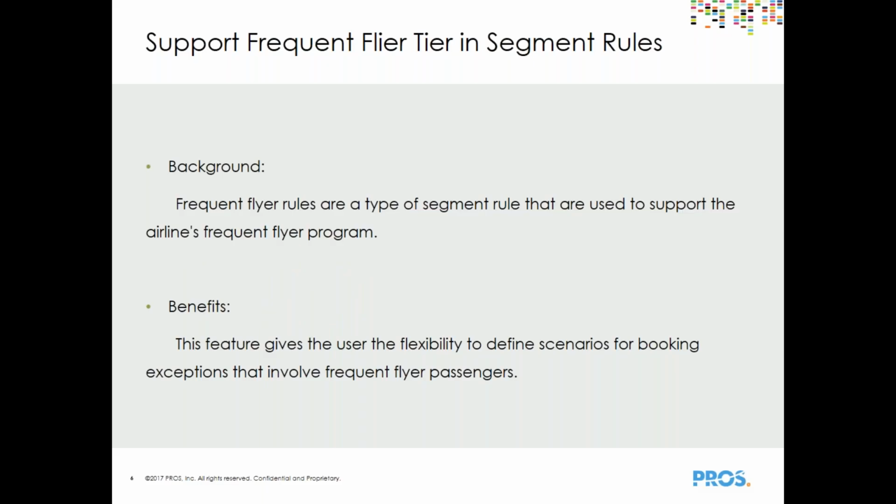So now to move on to the next RTDP 7.0 feature. We now support the frequent flyer tier within segment rules. Now, the frequent flyer rules are a type of segment rule that are used to support the airline's frequent flyer program. So then, what kind of benefits does this give to the user?